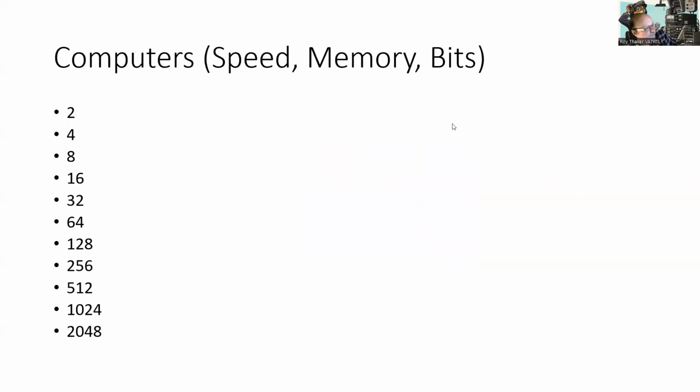And then if you look at computers, this is why, when you buy memory or speed or something, it always comes in multiples of 2, and that's because it's based on the digital system, base 2. So it's 2, 4, 8, 16, 32, 64, 128, 256, 512, 1024 or 1K, or 2048, commonly referred to as 2K, and then you also might get 4K and 8K. So that's how all those numbers come up when you look at computers.